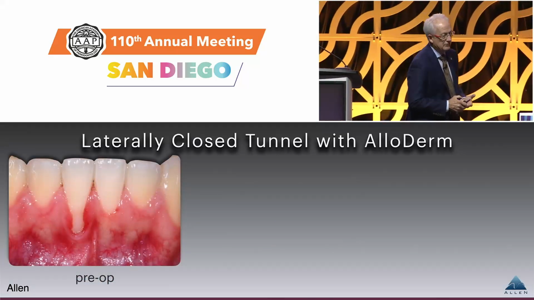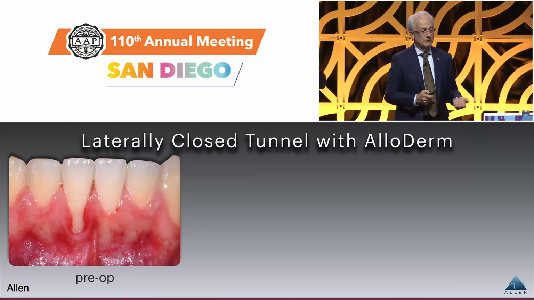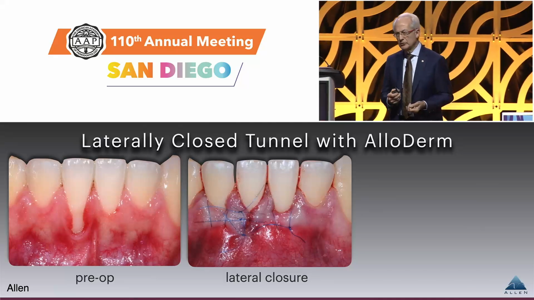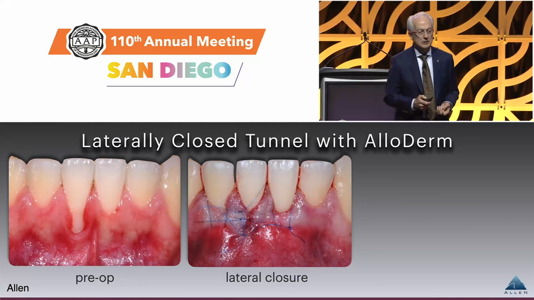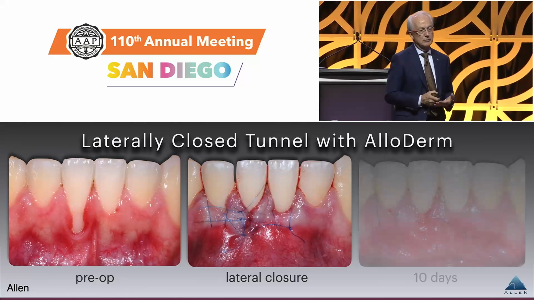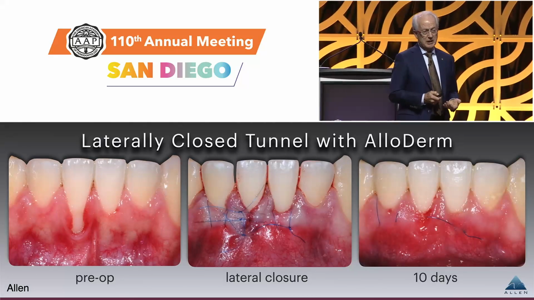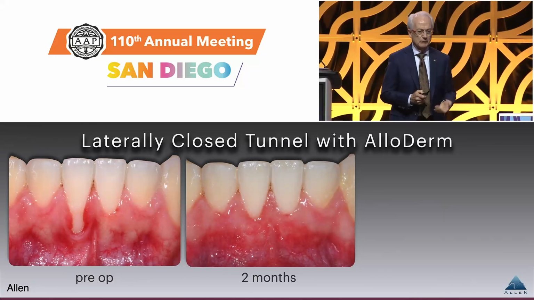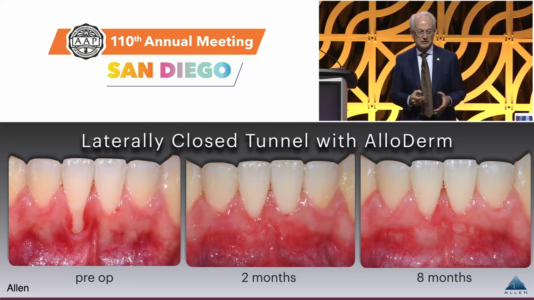This is my favorite patient. See a significant recession, single tooth. And it's a lateral closure. I use 7-0 polypropylene for these in the anterior, especially for the lateral closure. And I'm moving keratinized tissue over. And that's a 10-day post-op. And the gentleman came back at 2 months. It's complete root coverage, a little immature looking. And at 8 months, it's okay.